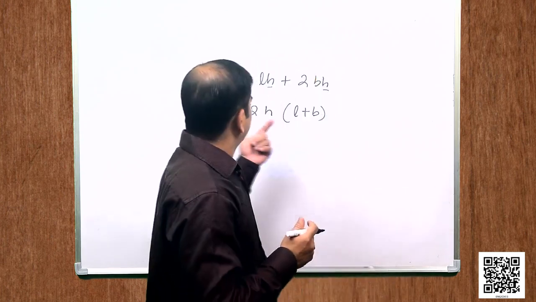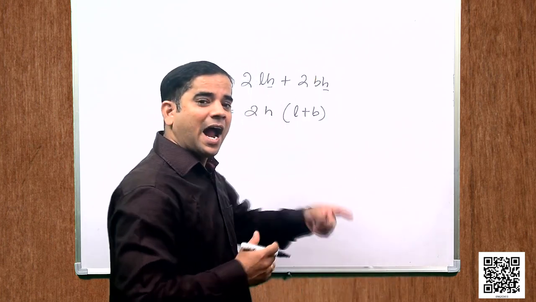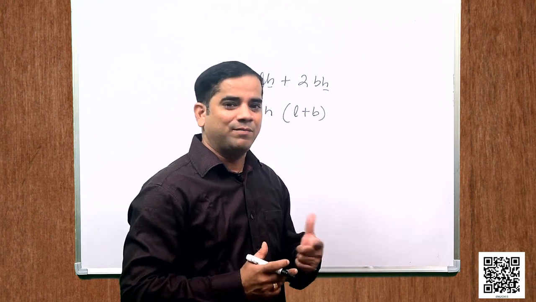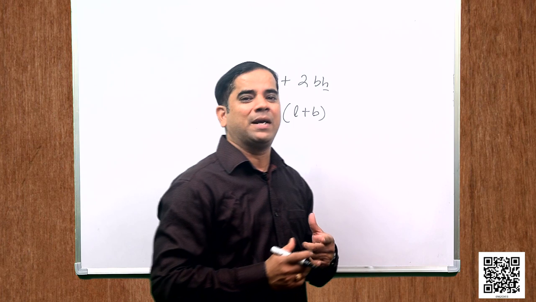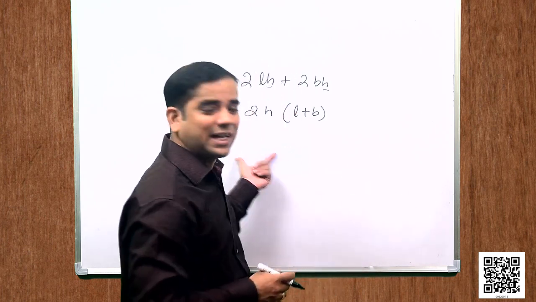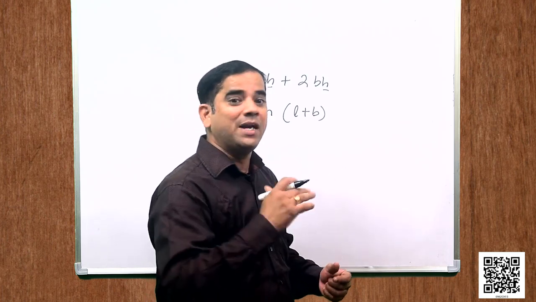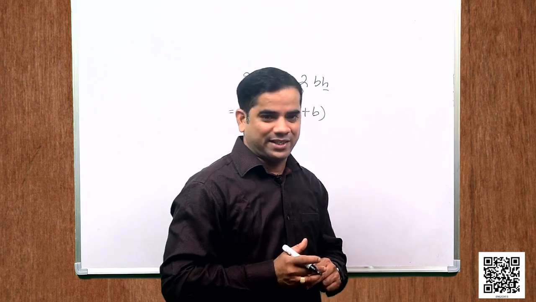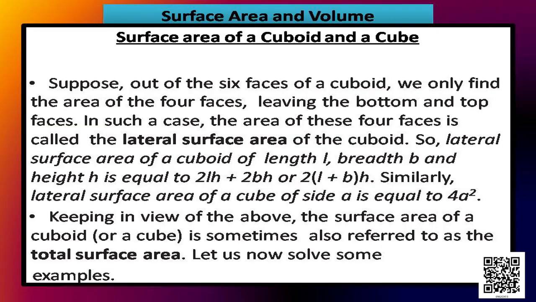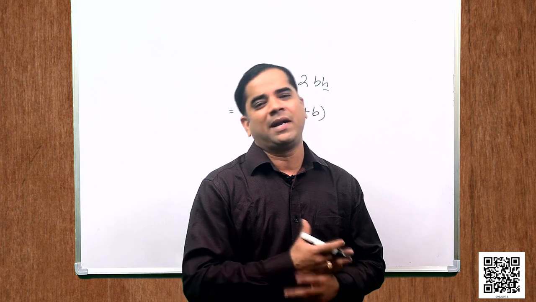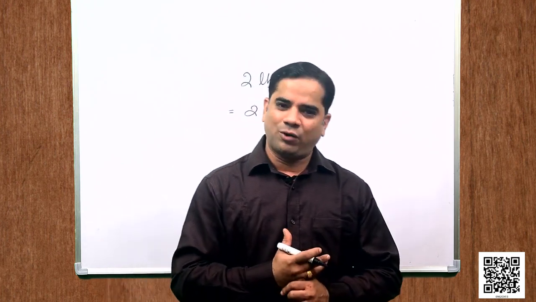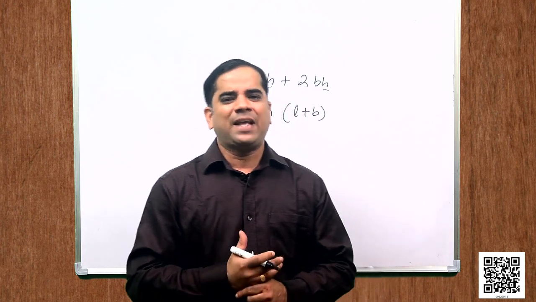Fine. So, this is lateral surface area and that was surface area. Okay. Surface area is 2 into LB plus BH plus LH, and lateral surface area, that means the areas of 4 sides, those surround the cuboid, leaving behind the top and bottom surfaces. Okay. So, keeping in view of the above, the surface area of a cuboid or a cube is sometimes also referred to as the total surface area, as I have been referring time and again during my discussion. Okay. So, let us now solve some examples.